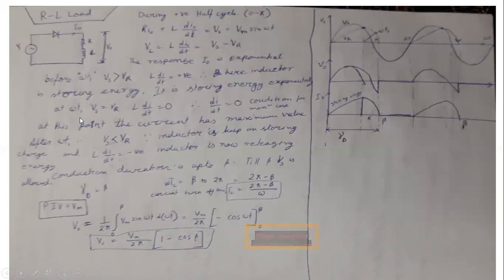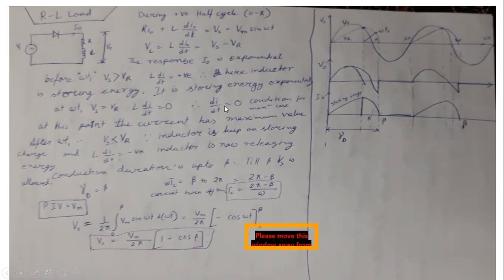Now at omega t1 what will happen? Vs will be equal to VR. So load voltage equals supply voltage. If R i0 equals Vs, then what will happen? L di/dt equals 0, because VL is actually L di/dt, and that is equal to Vs minus VR. When Vs is greater than VR, the L di/dt definitely has some value. But when Vs equals VR, this L di/dt will become 0. Therefore, di/dt is 0.